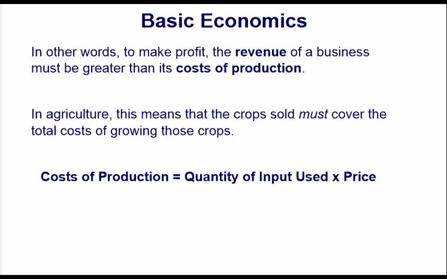In other words, to make profit, the revenue of a business must be greater than its costs of production. In agriculture, this means that the crops sold must cover the total costs of growing those crops. Cost of production equals quantity of input used times the price.